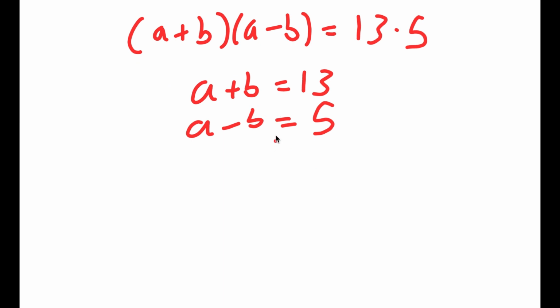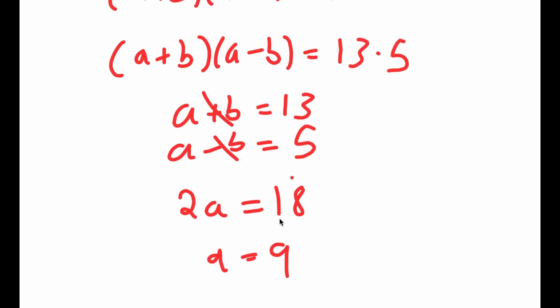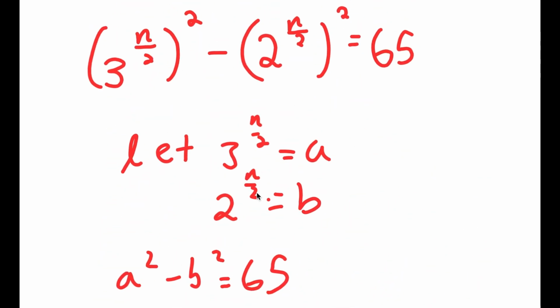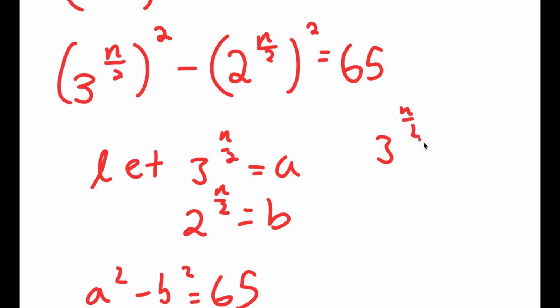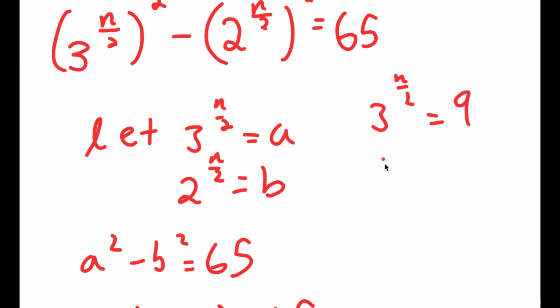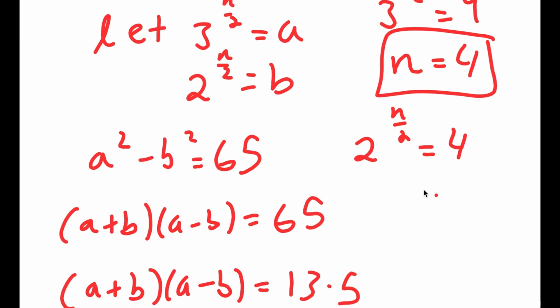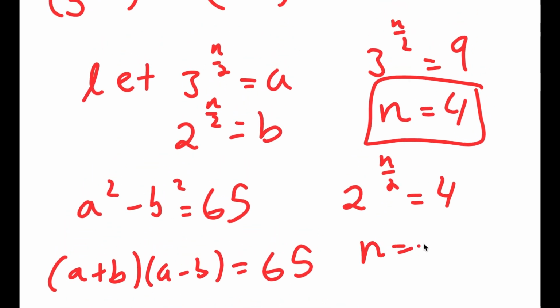So now I have a system of equations. And to do this, I'm going to cancel these two out, add a and a, so I get 2a is equal to 13 plus 5, which is 18, meaning a equals 9. And if a equals 9, I can go ahead and plug back into one of these equations. I'm going to do here, so I get 9 minus b is equal to 5, meaning b is equal to 4. So a equals 9 and b equals 4. Now remember how we let a equal 3 to the power of n over 2. So 3 to the power of n over 2 equals 9, meaning n is equal to 4. And 2 to the power of n over 2 is equal to 4, meaning, again, n is equal to 4. So this is my solution.